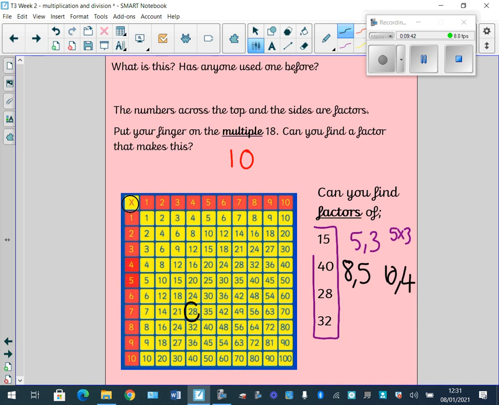Okay, let's have a look at 28. Here. Is there any other 28? There is another 28 there, but we'll have a look at that in a second. If I go to the side, 7 is a factor, and up to the top, 4 is a factor. 7 times 4. If I look at this one, if I go to the top, it's 7 this time. If I go all the way across, it's 4. I don't need to write that again because I've already got the 7 and 4 here.